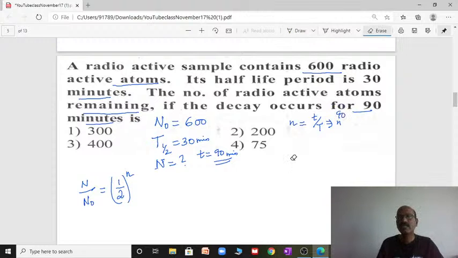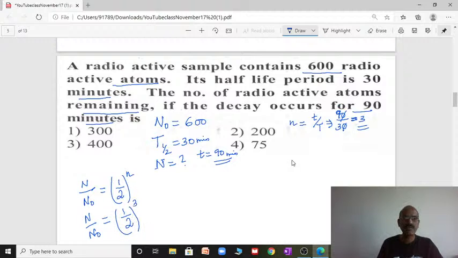Small t is 90 minutes, and capital T, the half-life, is 30 minutes. So the zeros cancel, 3 by 3. So n is the number of half-lives taking place, which is 3. Now you can substitute: n by n naught equals 1 by 2 whole power the number of half-lives, which is 3. So 1 cube is 1, 2 cube is 8. So n by n naught equals 1 by 8.